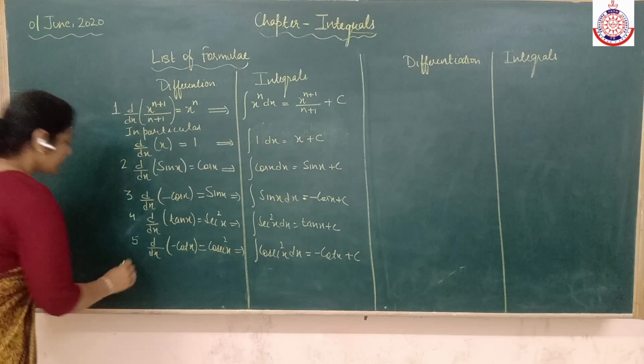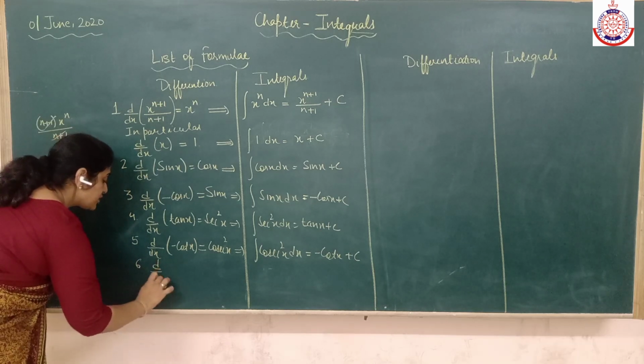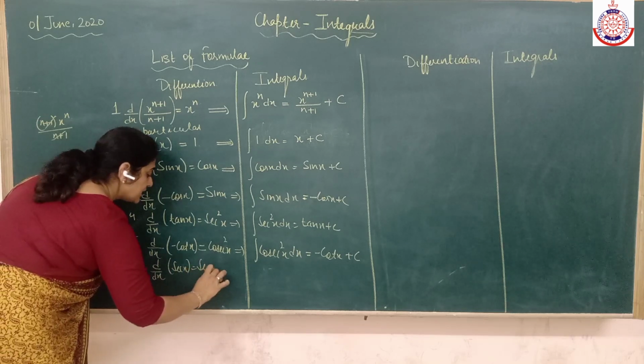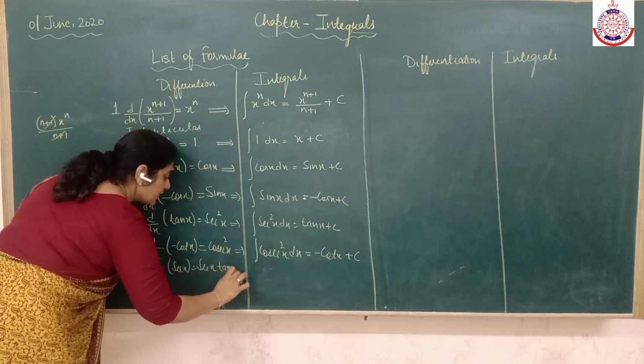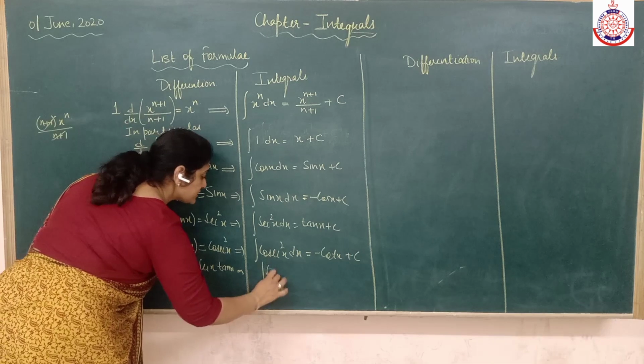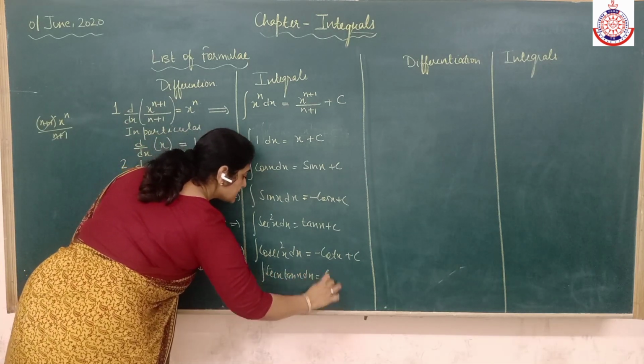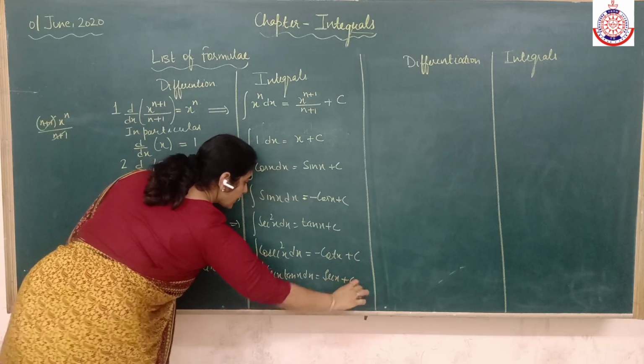Alright. Then differentiation of secant x, we have done, that is secant x tan x. That means integration of secant x tan x is secant x. Fine.